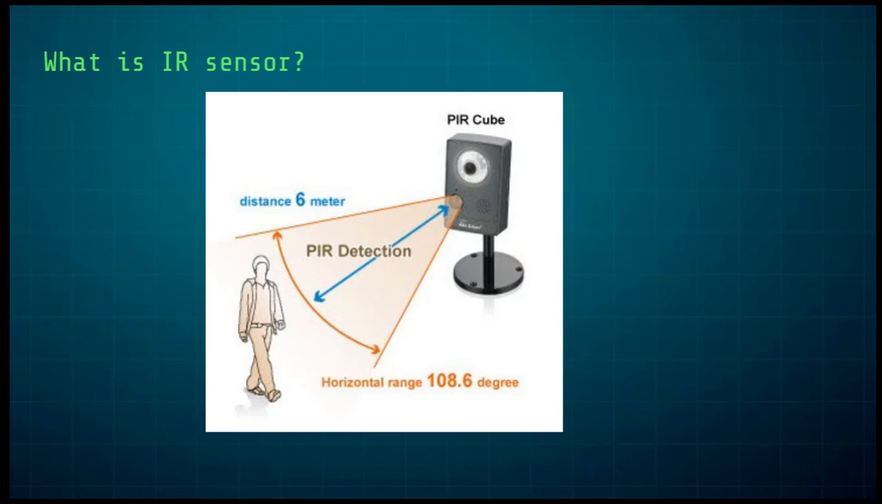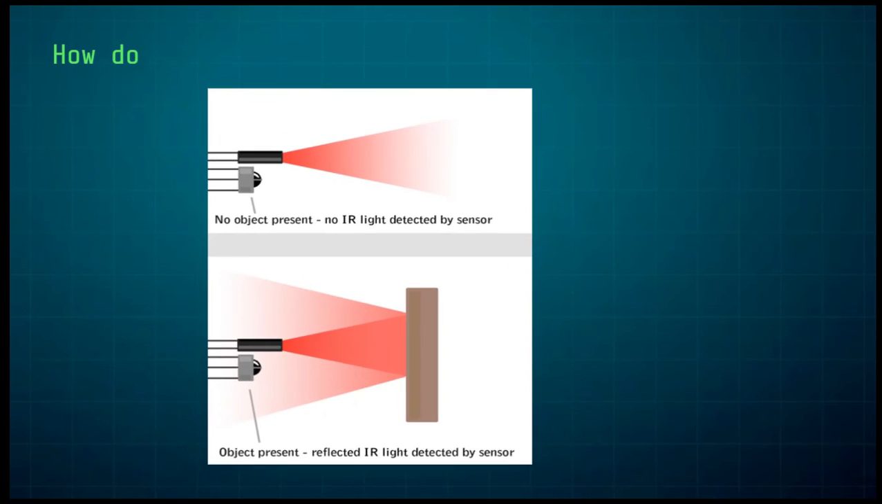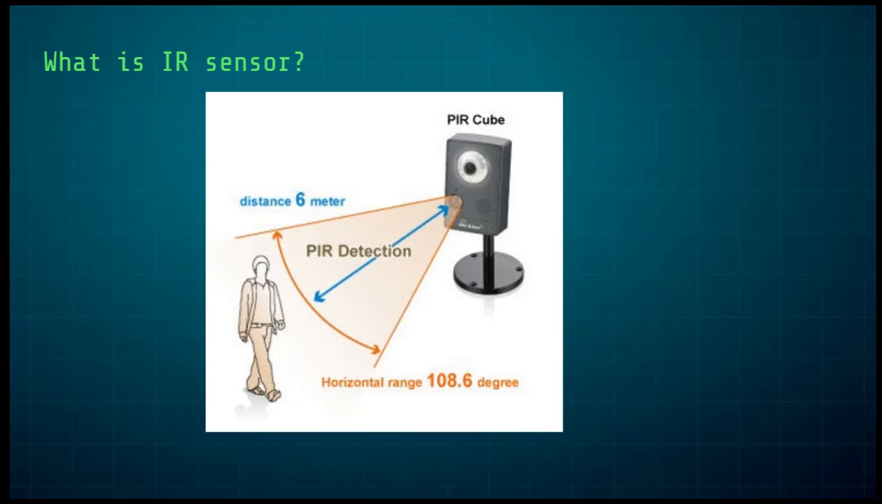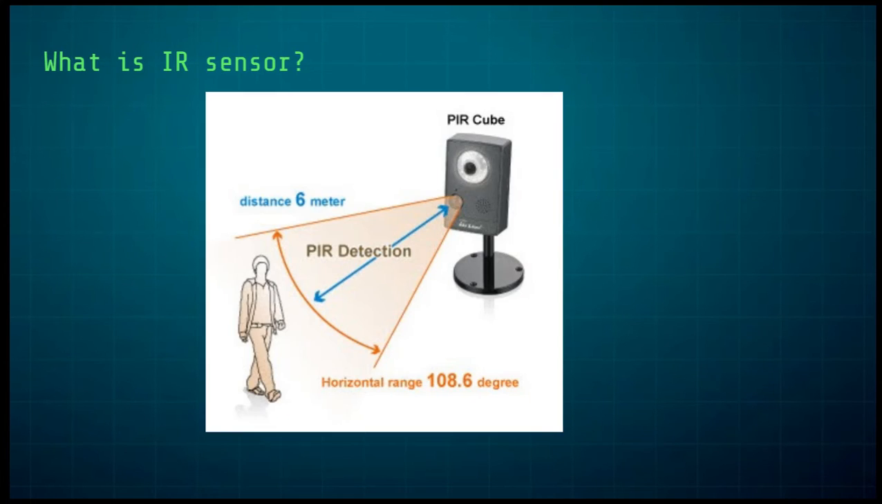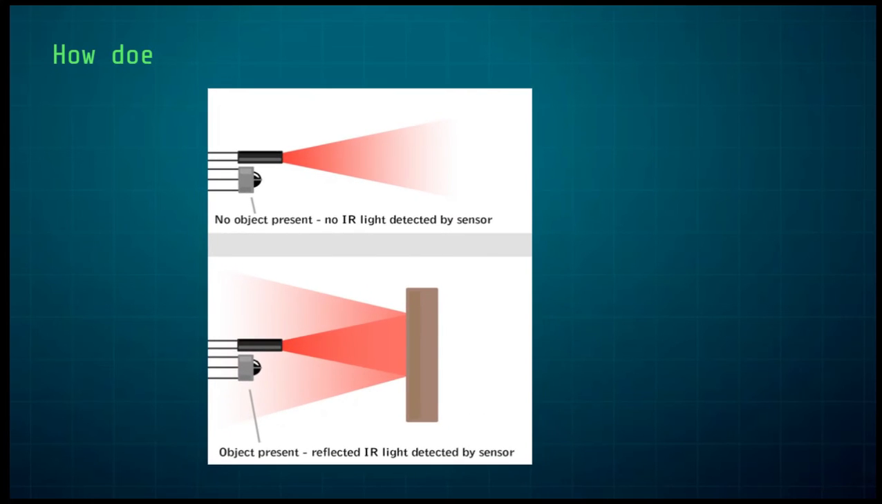PIR, a passive infrared sensor. A PIR sensor is an electronic sensor that measures infrared (IR) light radiating from objects in its field of view. They are most often used in PIR-based motion detectors. So you can use it as a motion detector for a security system or in robotics.